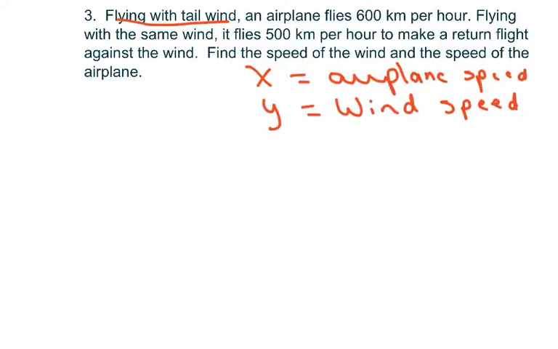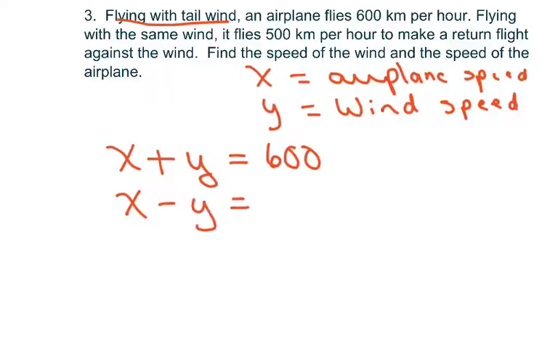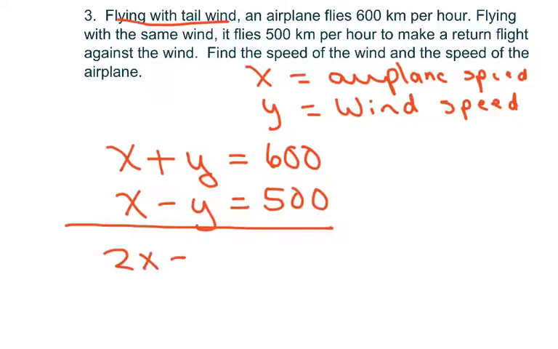So basically what you're going to do is get your airplane speed and going with the wind, so x plus y equals 600. And your airplane speed and going against the wind, x minus y, equals 500. And then all we're going to do is add this up. We get 2x equals 1100. So x equals 550.